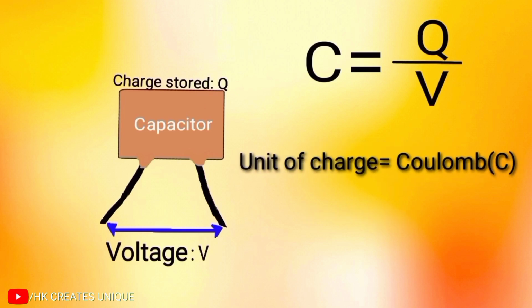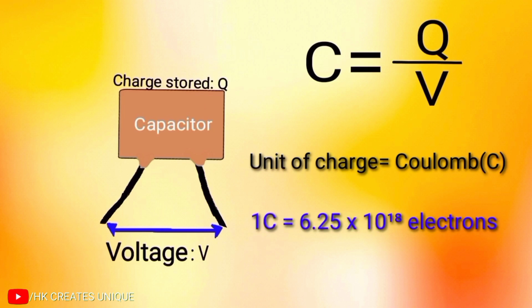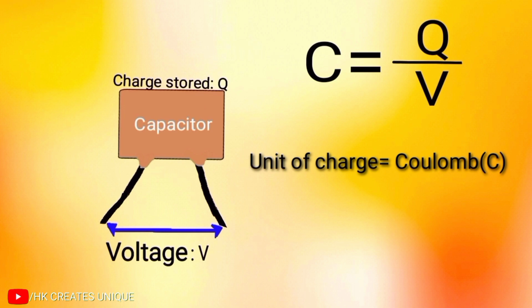The unit of charge is coulomb. 1 coulomb equals 6.25 times 10 to the 18 electrons. It's a huge number of electrons. And the unit of voltage is volt.